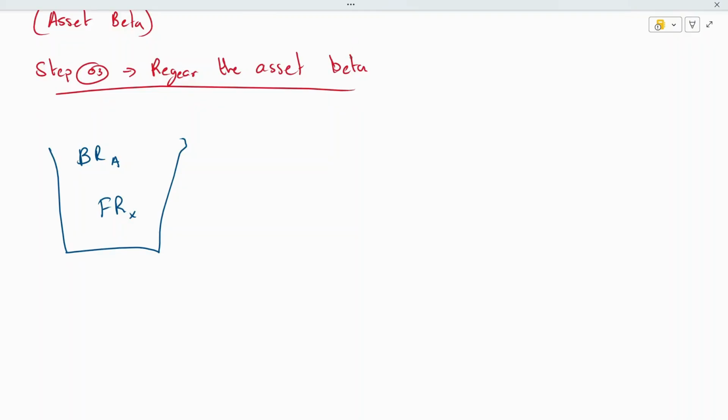Re-gearing, right? So now in this cup, what do we have? We have the business risk of the supermarket industry. We have the financial risk of company X. So in other words, we can call this cup the risk of company X in the supermarket industry. Yes or no? Of course, yes.